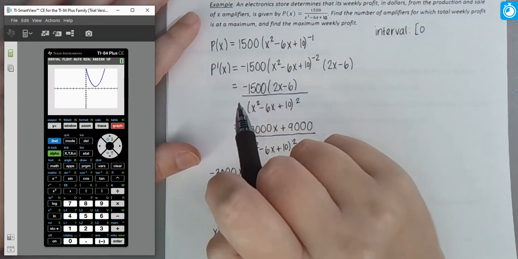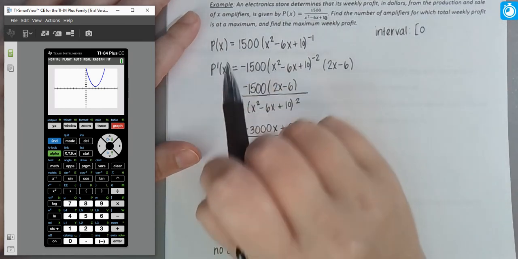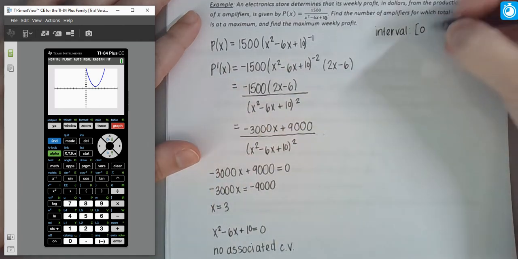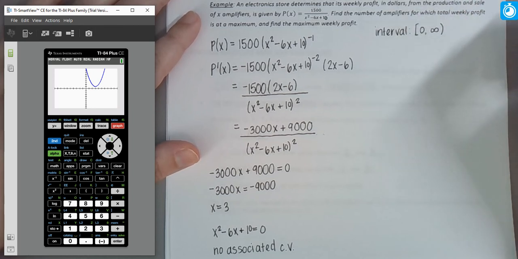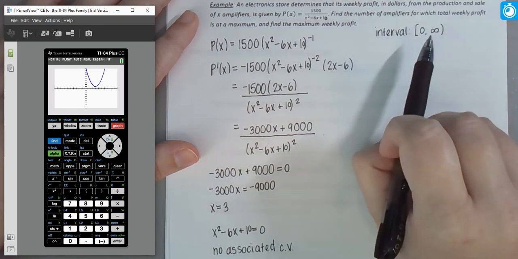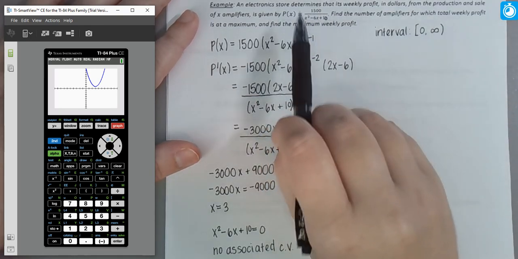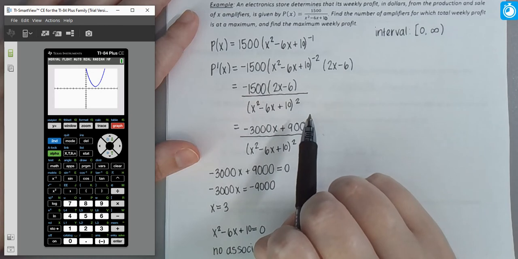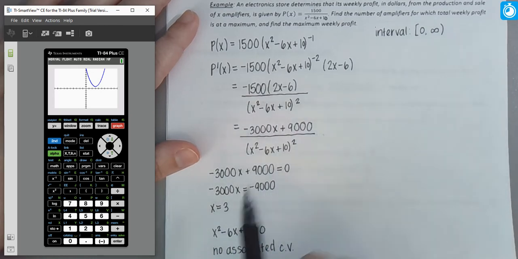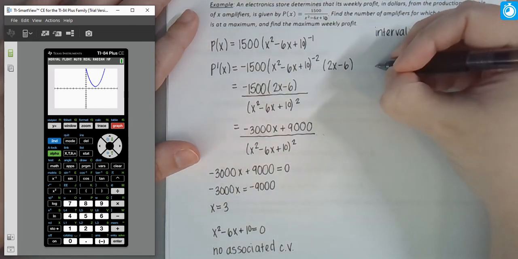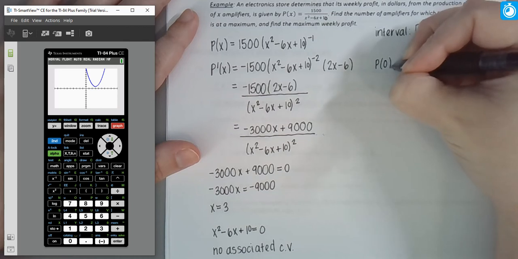Now, assuming we have unlimited resources, we could make and sell as many as we want. So technically speaking, the other endpoint would be positive infinity. We don't actually have a cutoff here unless we're told that we do otherwise. Now, we can't substitute in infinity here. We can substitute in 0, and then we can also check 3. So let's look at P of 0, and let's look at P of 3.